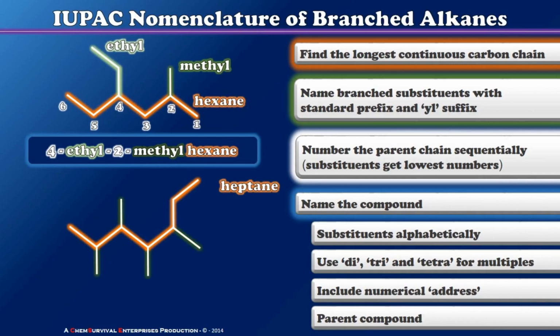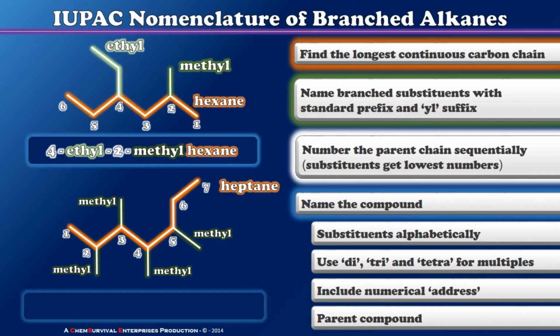Now my heptane molecule has 4 substituents, each of which has a single carbon, meaning I have 4 methyl substituents. So when I number my chain, I need to do so in a way that gives my methyl substituents the lowest possible number, and then I name my compound. This is going to be a 2,3,4,5-tetramethylheptane molecule.